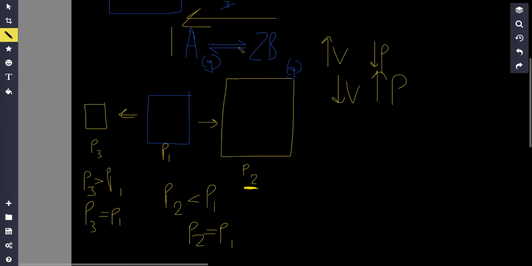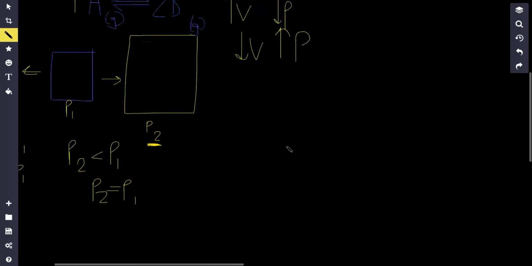The reaction will shift to the reactants because the reactant side only has 1 mole of gas. The product side has 2 moles of gas, right? So it's going to shift to the left.